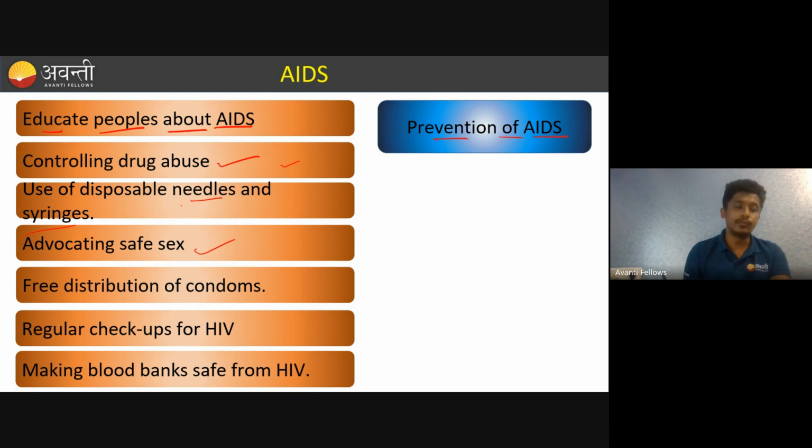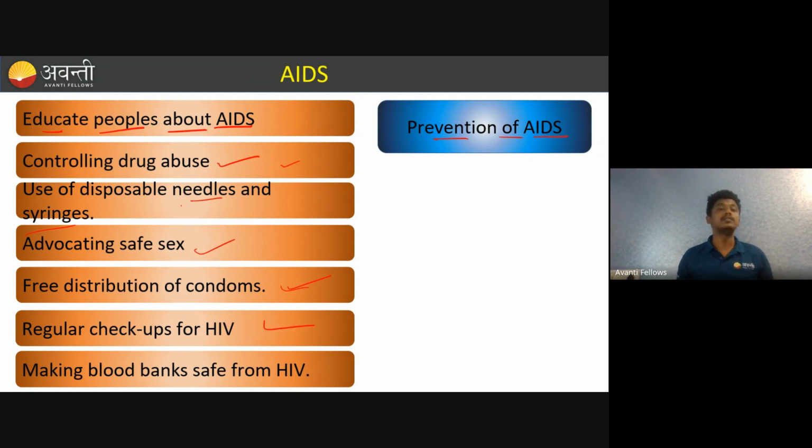That's why. Next one is free distribution of condoms. Government has done its part in educating people about the role of condoms in preventing HIV or some of the serious diseases like HIV. So condom use can prevent it, and distribution of free condoms is very nice. Next one, regular checkup of HIV.